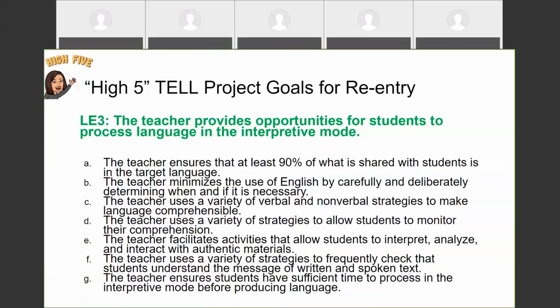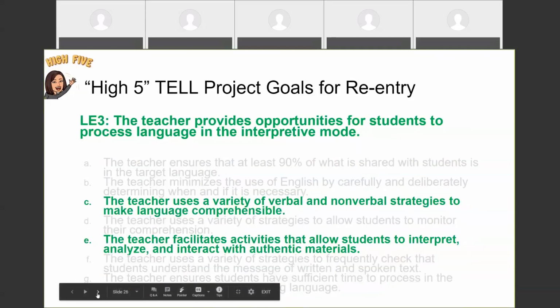Okay, so we're going to focus on the learning experience domain LE3, where the teacher provides opportunities for students to process language in the interpretive mode. And I can't advance the slide. Okay, there it is. All right.